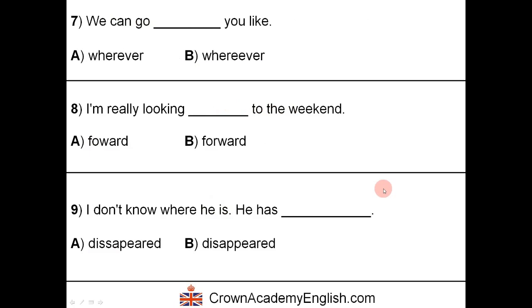Okay, question 7, 8, and 9. So let's look at question 7. The answer is, we can go wherever you like. And it's spelt W-H-E-R-E-V-E-R. And there is only one letter E in the middle of the word. Okay? So we don't double the letter E. This is wrong. And this is the correct answer.